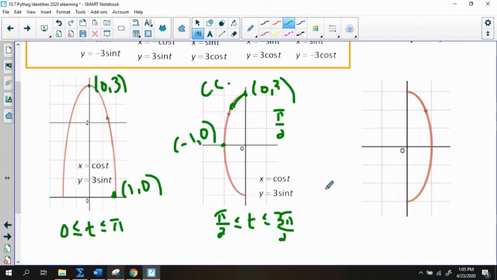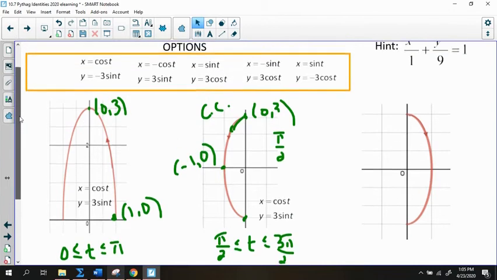So let's just check one more time to make sure that you guys get that. If I put pi over 2 in for cosine, I get 0. If I put pi over 2 in for sine, I get this 3. If I put pi in for cosine, I get negative 1. And pi in for sine, I get 0. If I put 3 pi over 2 in for cosine, I get 0. 3 pi over 2 in for sine gives me a -3. And then we'd stop.